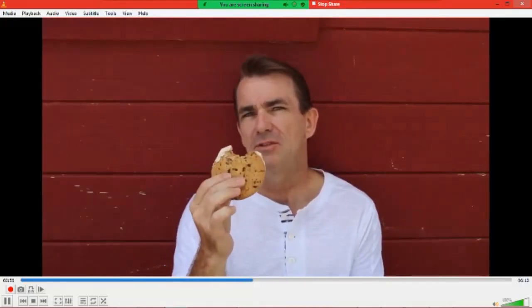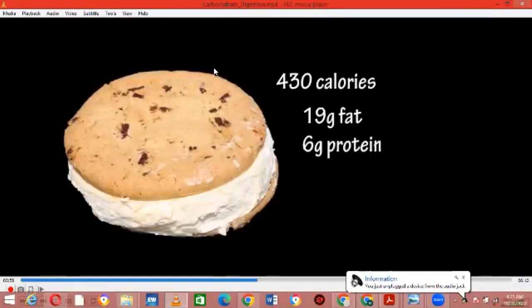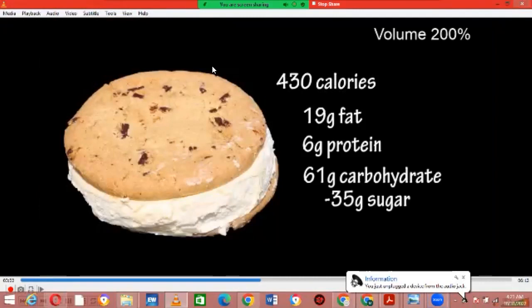Okay, enjoy. What is up, dudes, and what is up, beautiful ladies out there? Brian's sitting here enjoying an ice cream cookie sandwich, which is packed full of fat molecules, some protein molecules, and a ton of carbohydrate molecules. So how does our body digest and absorb the carbohydrate molecules from food?